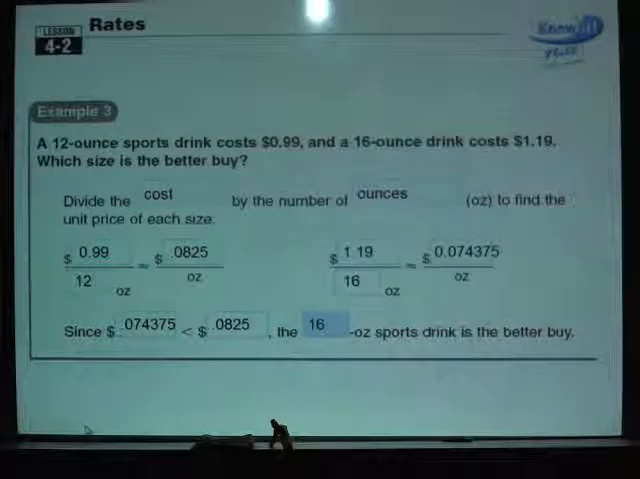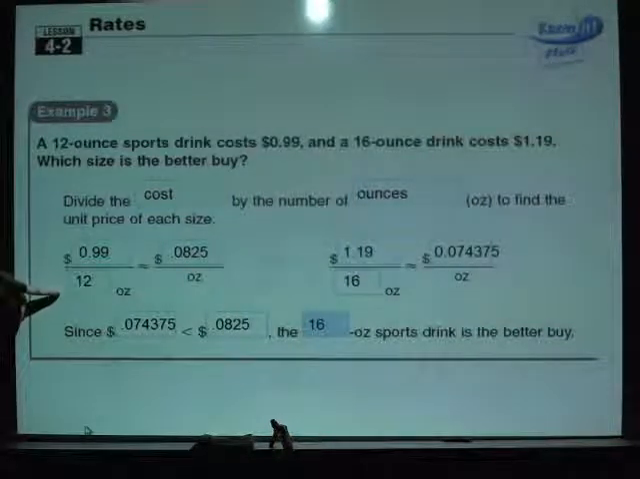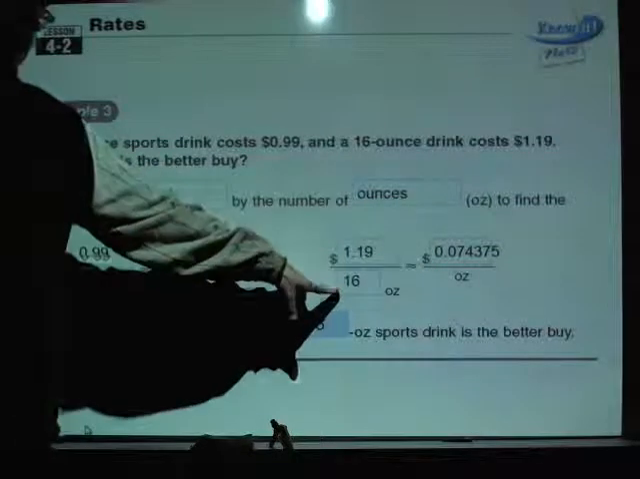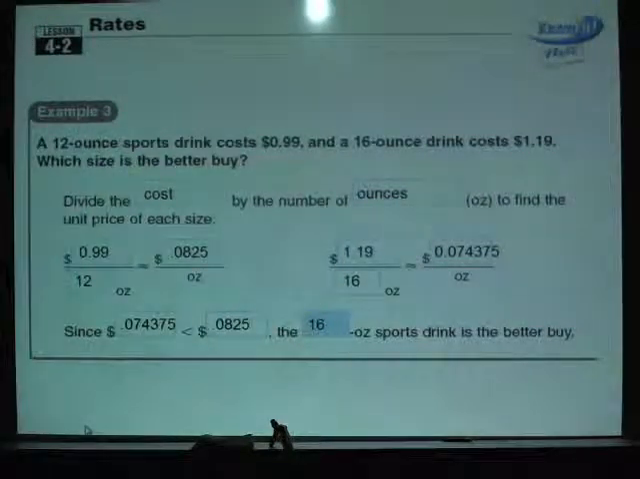Since the ounces are what's going to 1, and we know in a unit rate the bottom number goes to 1, the ounces has to go in the denominator. With the 12-ounce drink, we're paying 99 cents for 12 ounces. With the 16-ounce drink, we're paying $1.19 for 16 ounces. And that's where those two fractions came from.